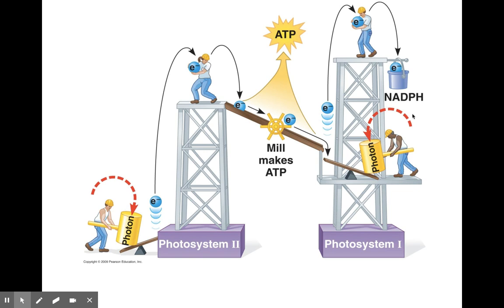I like this drawing because it's a graphic showing that it took energy, which is a photon, to jump the electron up. The electron going down the hill allows for energy to be made. And then a photon of energy jumps it back up to the top and then off through NADPH.